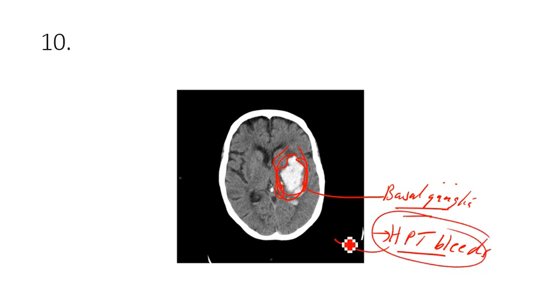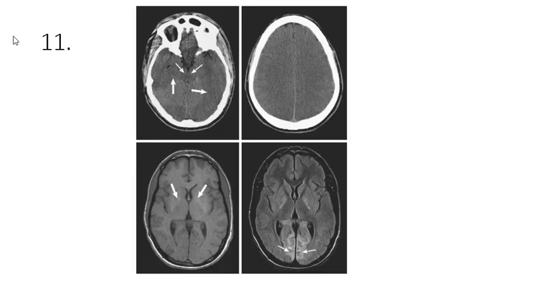Typically, these bleeds are managed by neurologists. They do not go for any surgery because of the depth of the area. So this is a classic basal ganglia hypertensive bleed that you may need to know. So that's just for bonus reasons.